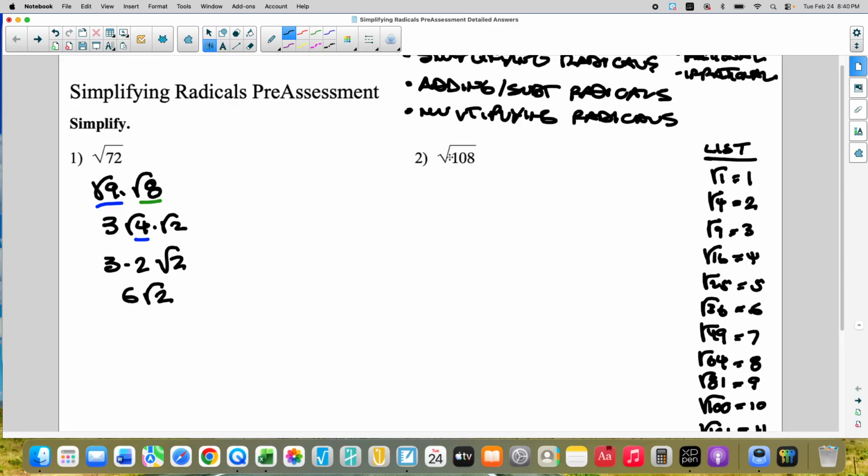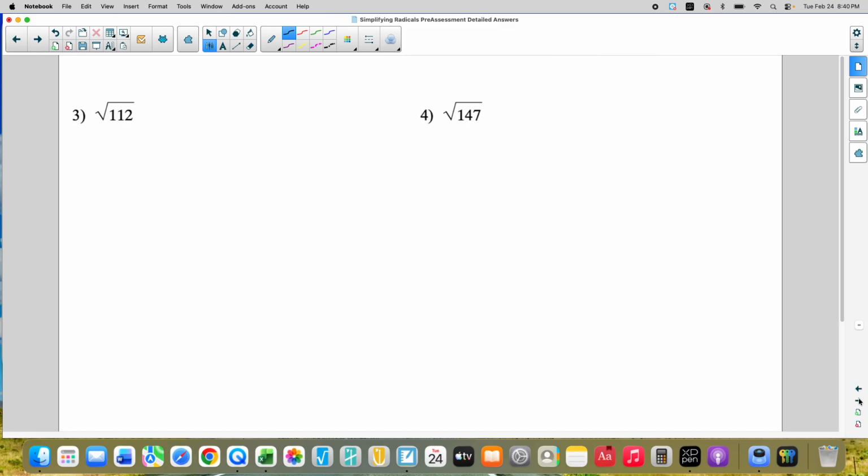Good. 108, 9 and 12. 9 times 12 is 108. 9 is a perfect square. 12 has a perfect square factor inside of it. So 3 times 2, rad 3, which becomes 6 rad 3. Good. So those are the first two.